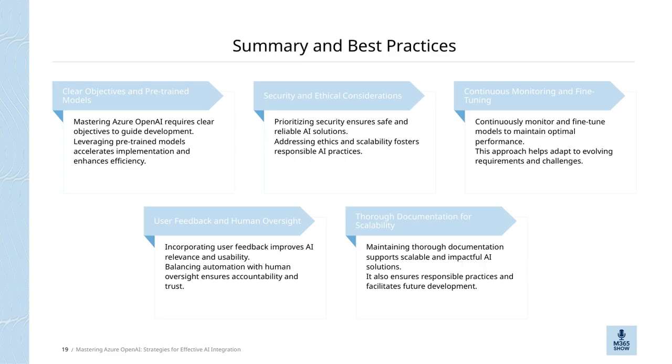Security and ethical considerations should always be at the forefront. Prioritizing security protects our solutions from threats, and addressing ethics helps us build responsible AI that respects user privacy and fairness. Scalability is also a big part of this, ensuring our AI can grow responsibly alongside our needs.